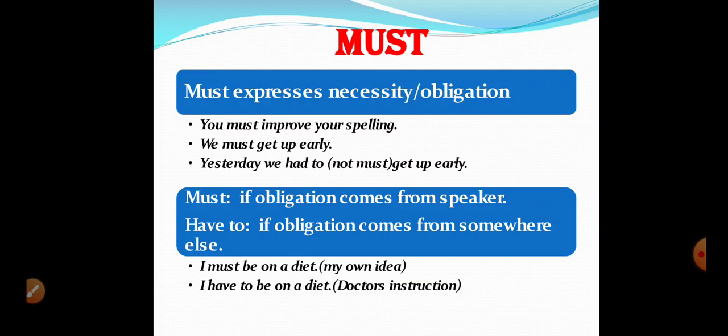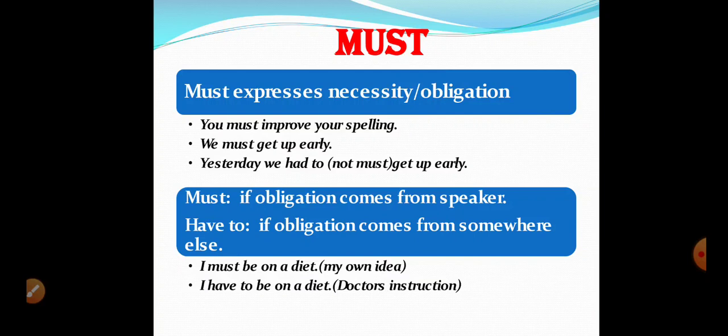But see, when we are expressing the same thing, the obligation in the past, there is no past form of must. Must has only the first form, must, no past. So if you want to express any obligation in the past, you say had to. Yesterday we had to get up early. You need to keep that in mind. And there's a slight difference between must and have to. If the obligation comes from the speaker, meaning if you are imposing some responsibility on yourself, the speaker imposes some obligation on his own self, then it's better to use must. But we use have to if the obligation comes from somewhere else.